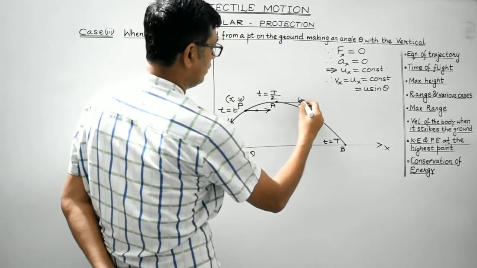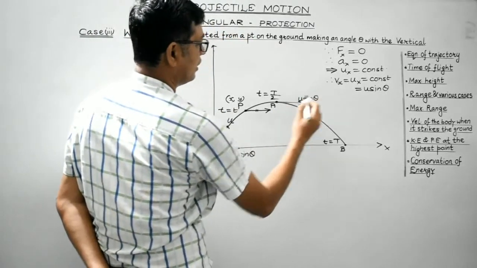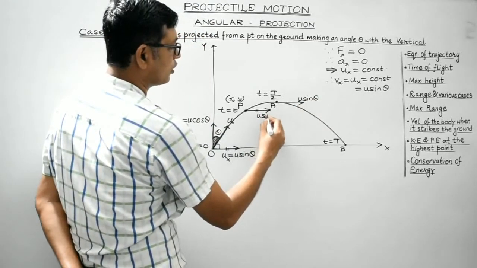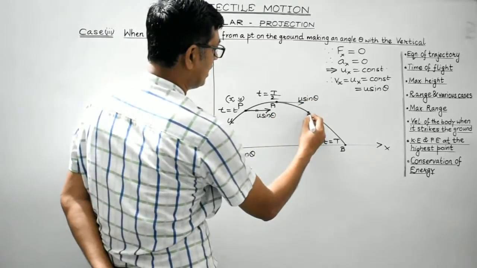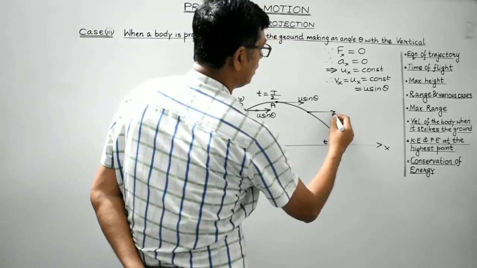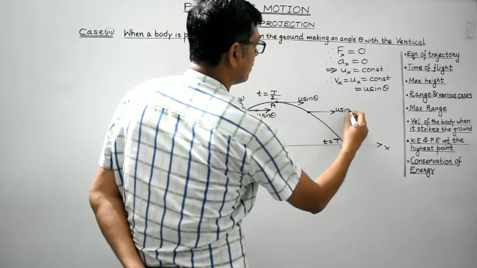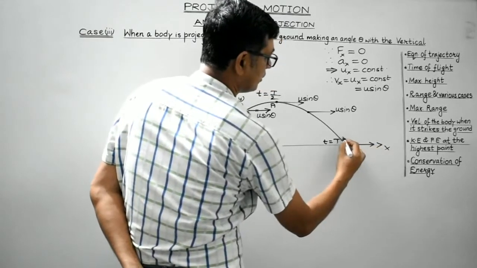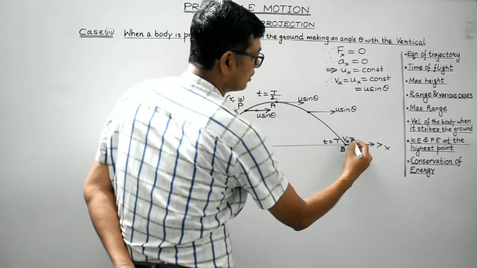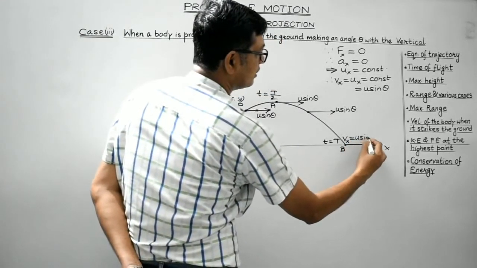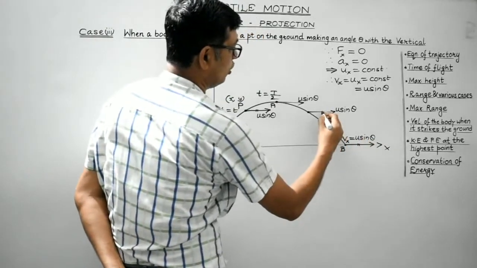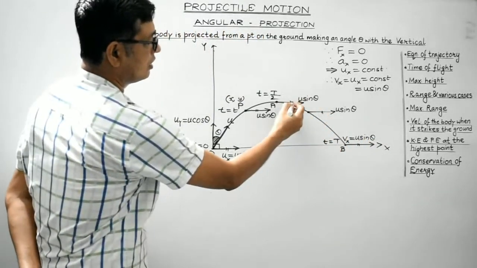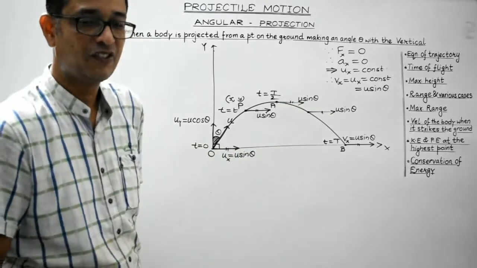This is u sin theta. Everywhere, the horizontal component of velocity will remain same. At any arbitrary point over here, here also, the horizontal component of velocity will remain same. At the instant when it strikes the ground, this is the final horizontal component of velocity. It will be again u sin theta. No change. So all these arrows are considered to be of equal lengths, right?